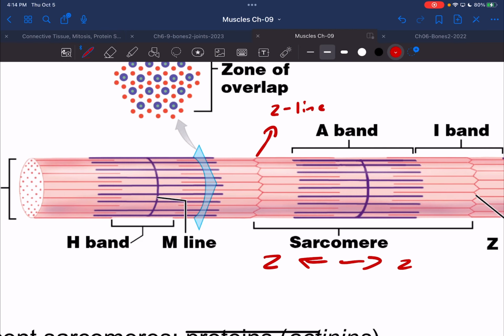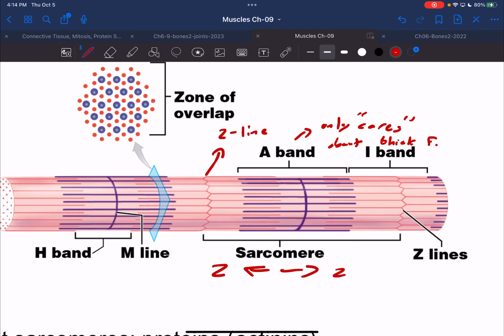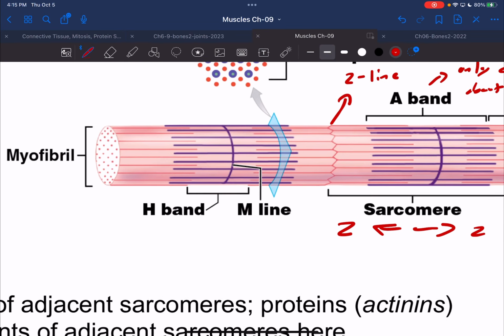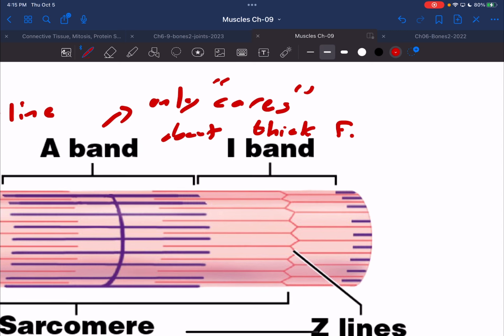The A band was unique because it only cares about thick filament. The I band only cares about thin filament.